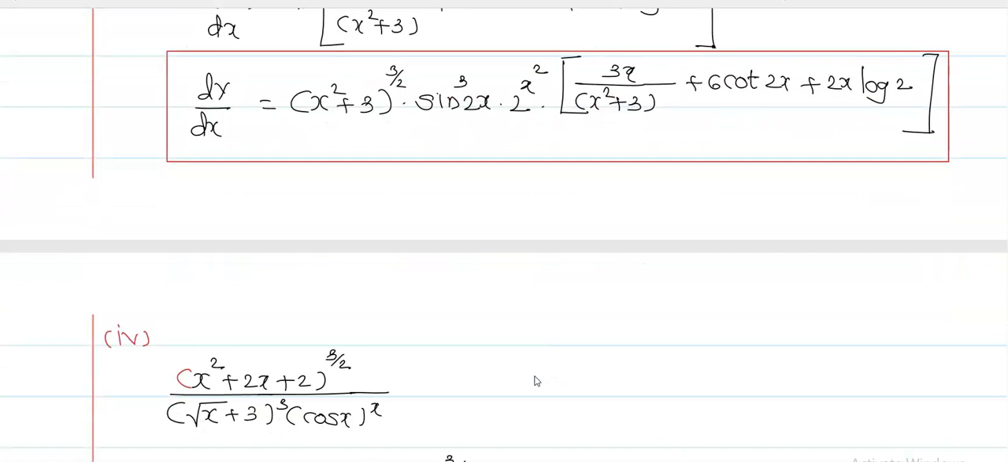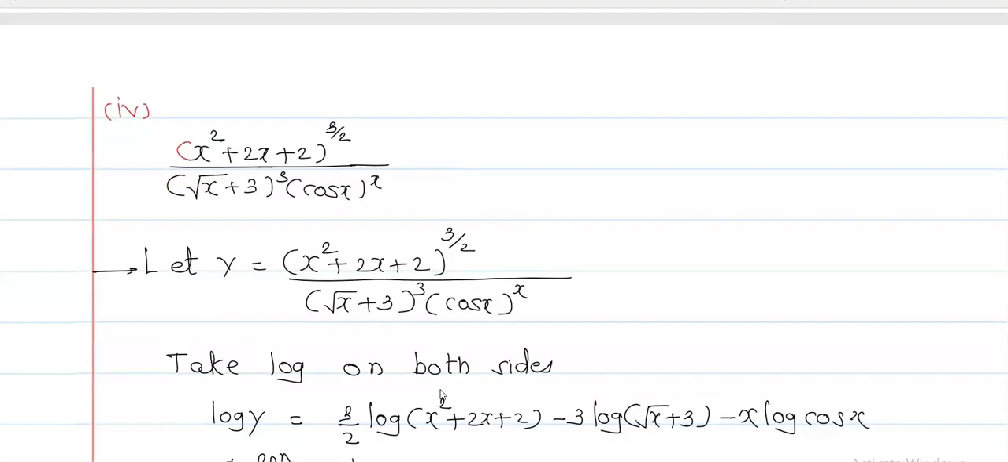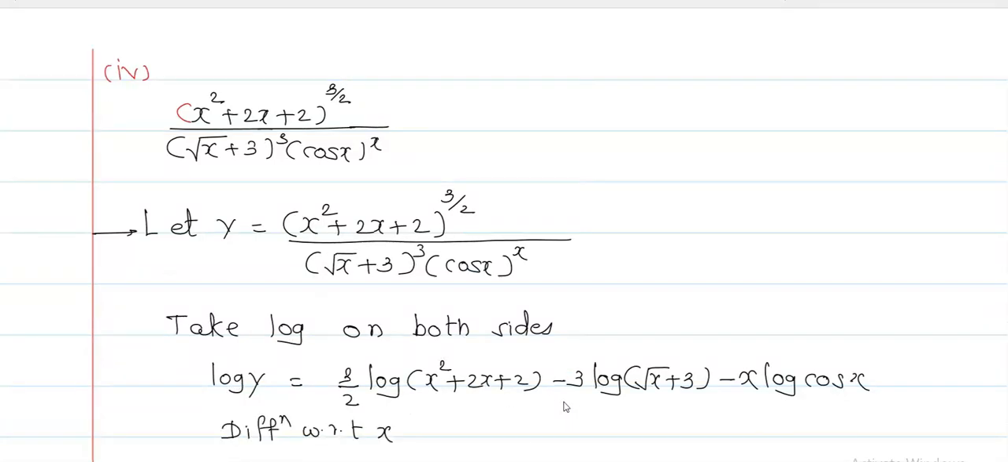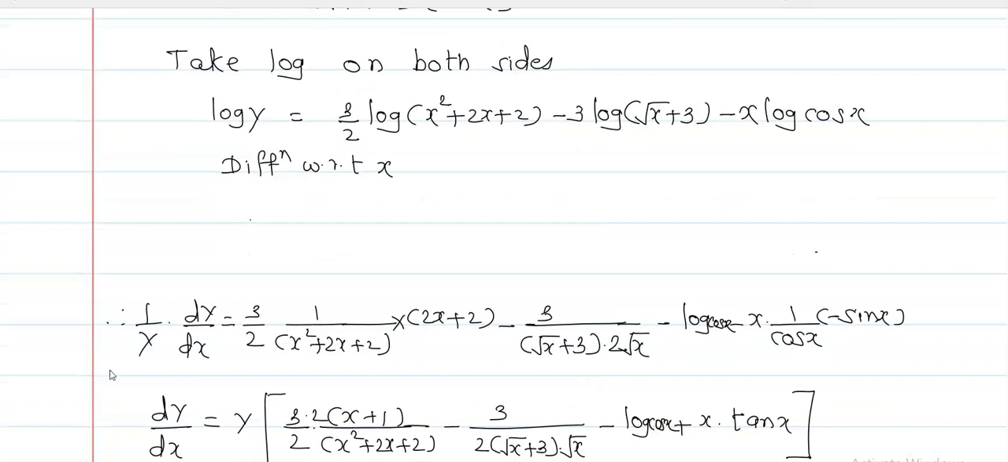Now the next is this problem. Take log on both sides. After differentiation, 1 upon y, this is 3 by 2 into 1 upon x square plus 2x plus 2, and the derivative of x square plus 2x plus 2 is 2x plus 2. Again the differentiation of this part gives minus 3 upon root x plus 3 into the derivative of root x plus 3. What is the derivative of root x? It is 1 upon 2 root x. The derivative of 3 is 0.